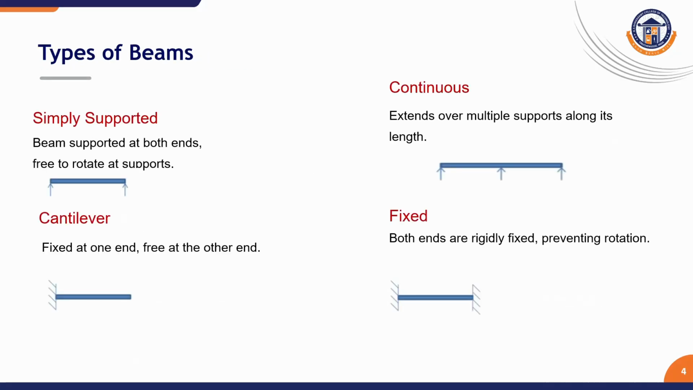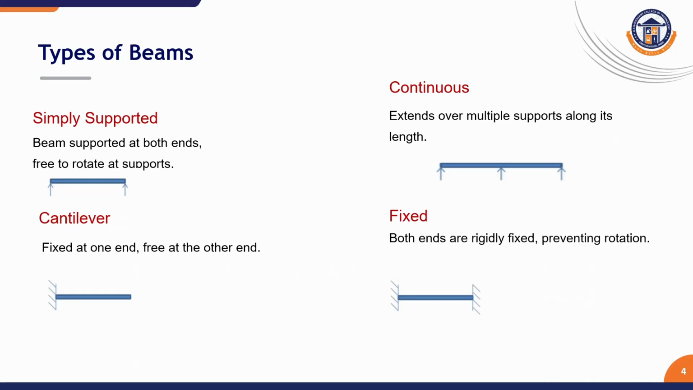Types of beams. Based on the support conditions, beams are classified into several types. First one is the simply supported beam. It is supported at both the ends and free to rotate. This is commonly used in buildings and bridges. Cantilever beam. It is fixed at one end and free at the other end. Examples include balconies and projecting slabs.